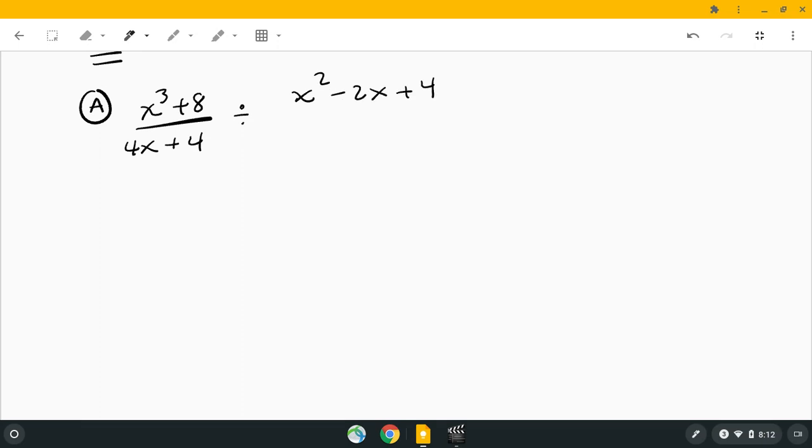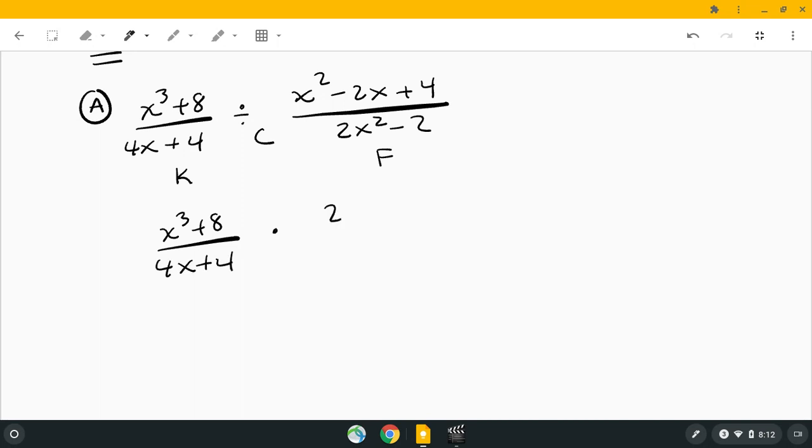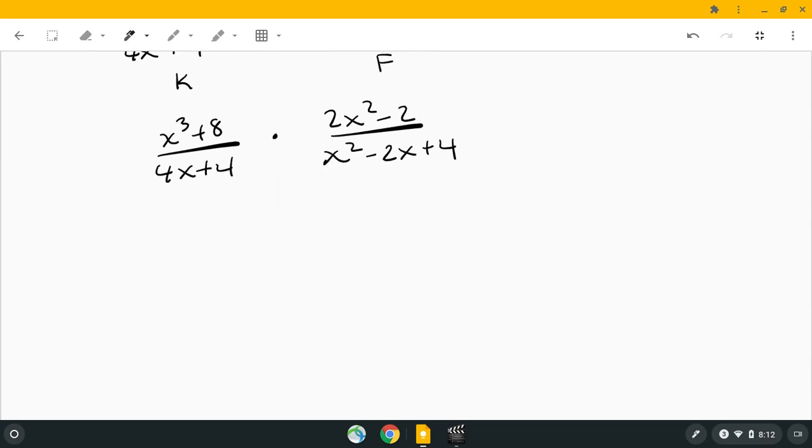All right. The rest of you who are sticking around, let's take a look at this first example. Let's simplify. Actually, let's call it A. All right, so let's simplify x cubed plus 8. Perfect cubes, so hopefully you have that all memorized now. 4x plus 4, divided by x squared minus 2x plus 4, 2x squared minus 2. Okay? So we are going to keep this, flip this, change that. So x cubed plus 8 over 4x plus 4 times 2x squared minus 2 over x squared minus 2x plus 4.